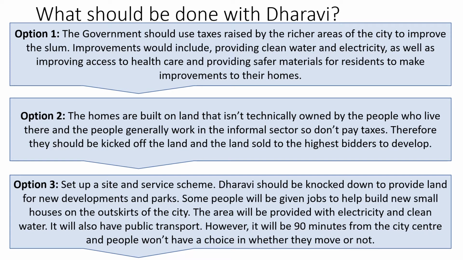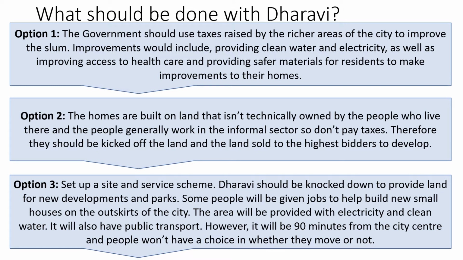So we're now going to pretend that you've been given the responsibility of dealing with the issues surrounding Dharavi. You've been presented with 3 options and you're going to choose which is the best. Option 1, the government should use taxes raised by the richer areas of the city to improve the slum. Improvements would include providing clean water and electricity, as well as improving access to healthcare and providing safer materials for residents to make improvements to their homes.